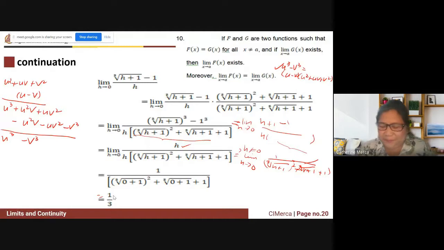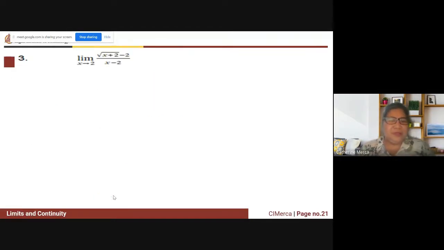Okay. 20, malapit na. Ako, baka time na. So, number 3, that is the square root of x plus 2 minus 2, x minus 2. What do you think would be the special product formula that we can make use of again this time?